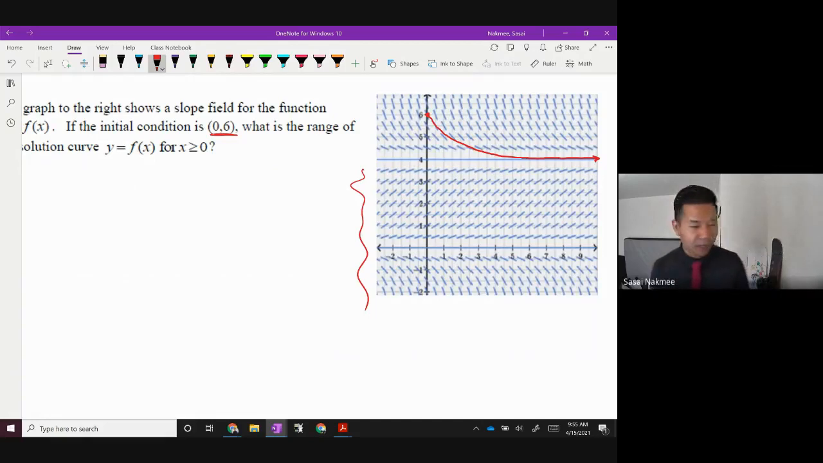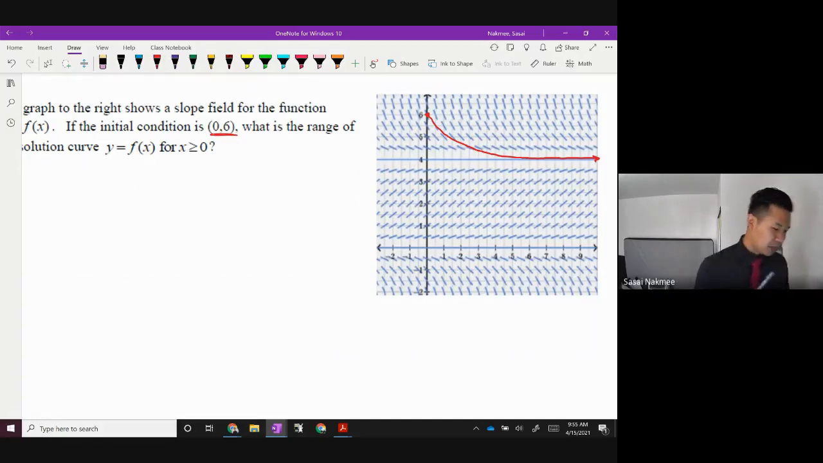If the original point, the initial condition, was, let's say, 0, 2, then that graph would look a little bit different, wouldn't it? It would look something like that. But since it doesn't go through that point, it goes through 0, 6, that's what that graph looks like.